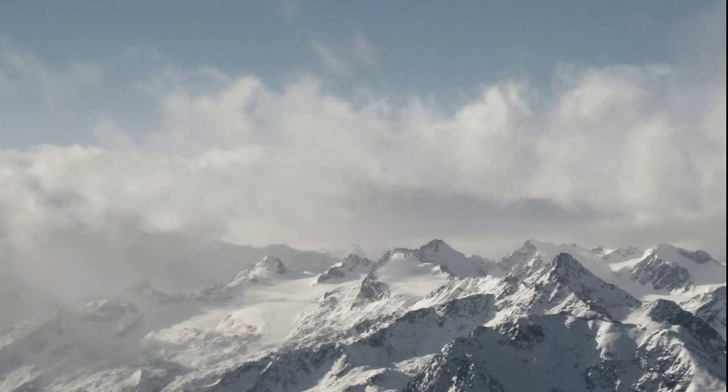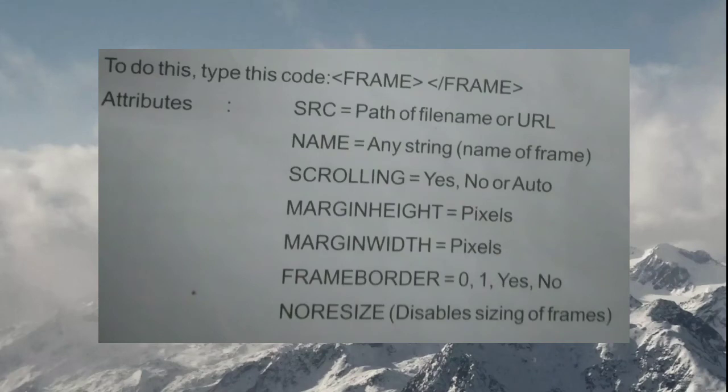Now attributes, I have shown to you in this picture how you will get the attribute. src, path or file name of URL. URL मतलब your website address. Okay, name, any string, name of frames. आपको अगर फ्रेम को नेम देना है तो. Scrolling, yes, no or auto. Margin height in pixels, margin width in pixels also. Frame border 0, 1, yes or no. Noresize, disable sizing of frames. Okay, using the src, name, scrolling, margin height, margin width, frame border and noresize.